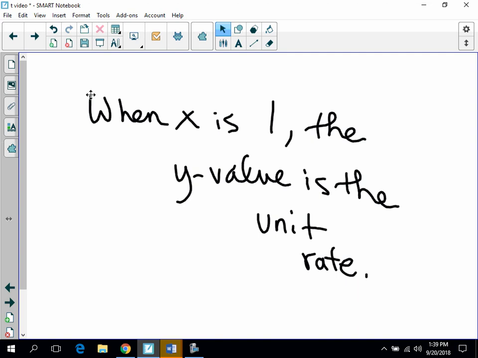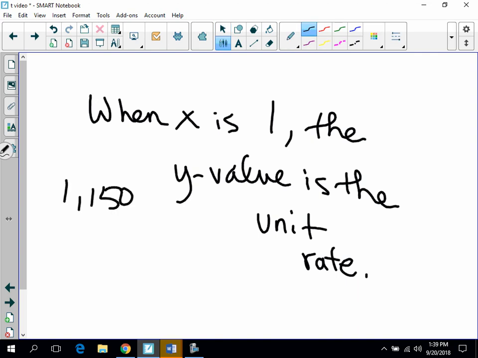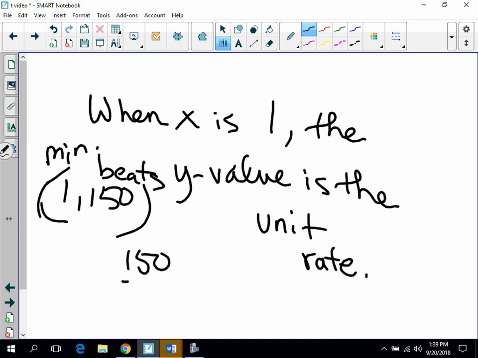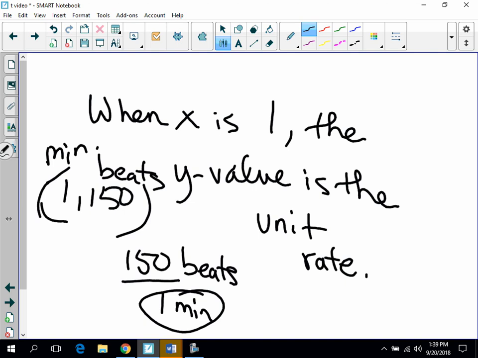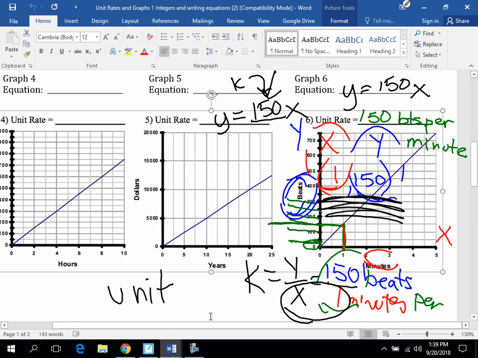So for example, we chose 150, and this was beats here, and this was minutes here. And the idea is that you're supposed to be able to say per 1 minute or 1 unit, how many beats? How many times is your heart beating? So it'd be 150 beats every minute. That's the unit rate.